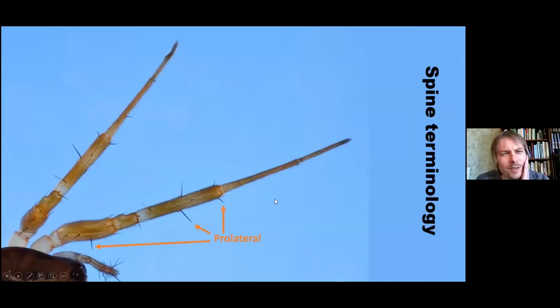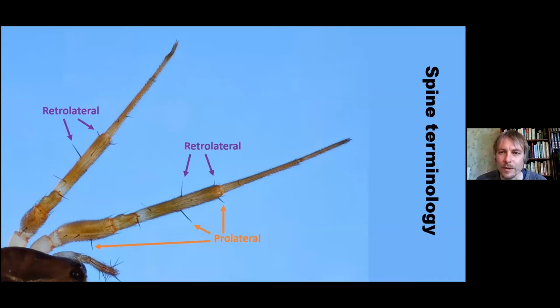Right, so drawings are all fair and good, but actually trying to interpret it on a natural spider is sometimes more tricky than it looks. So prolateral, essentially that's at the side, facing forward, so pro, forward.